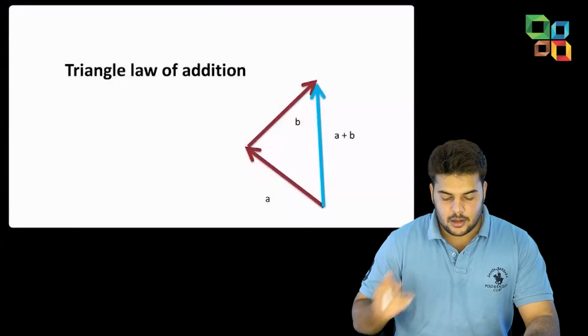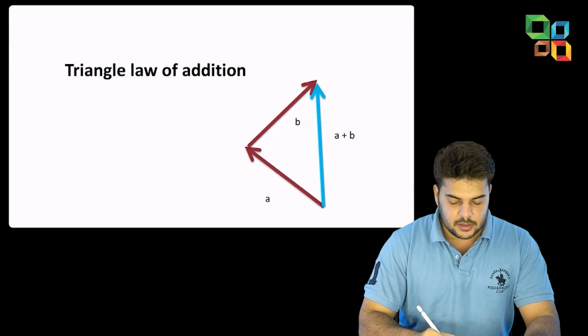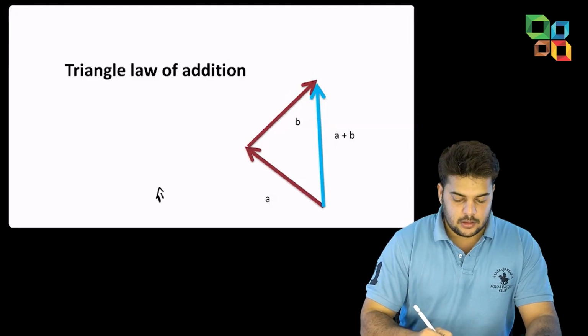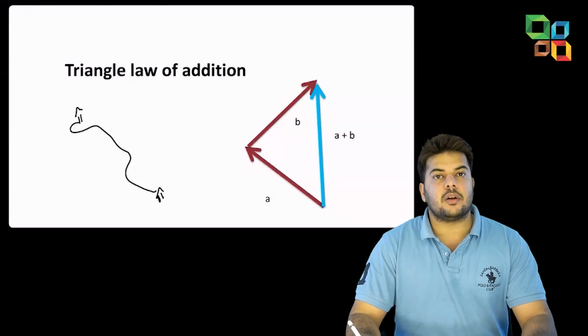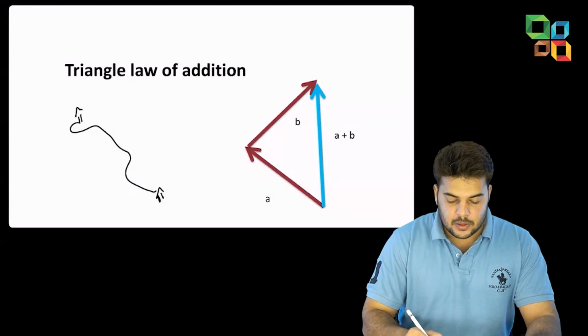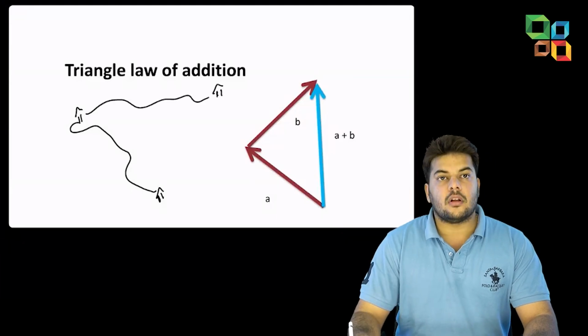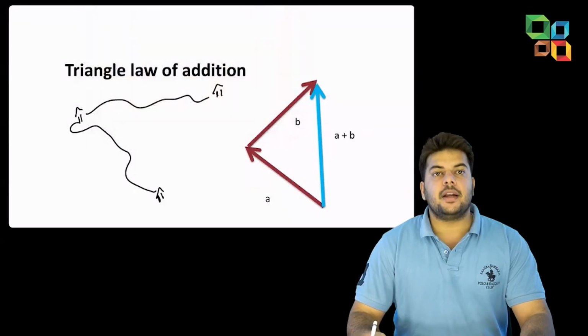So I was talking about displacement vectors and how to add these displacement vectors. Suppose you start from your house and go to your friend's house. This is your friend's house. And from your friend's house, you go to the market. All right. Now, what is your total displacement? How do you find the total displacement?